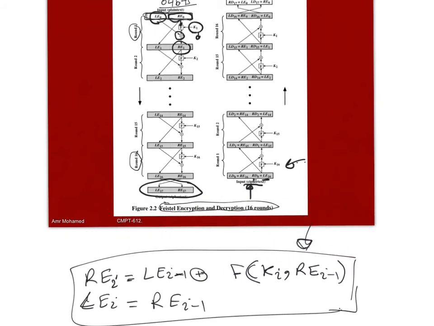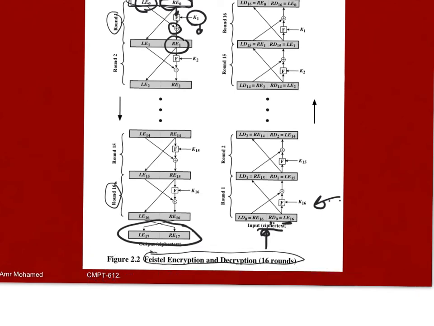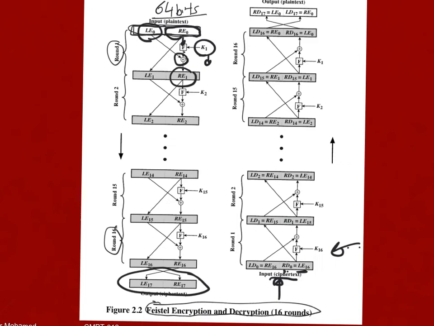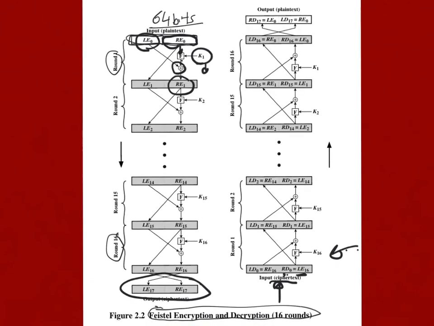Any question here? So the Feistel structure is type. Now, why do we have K1, K2, K3, and K4, and all the way to K16? So, as we all know, we are supposed to have one key, right?